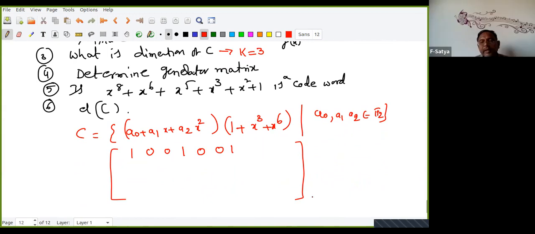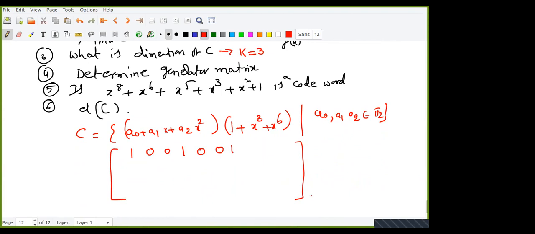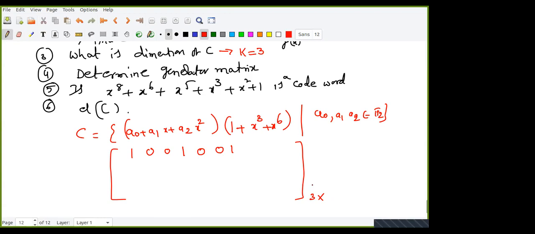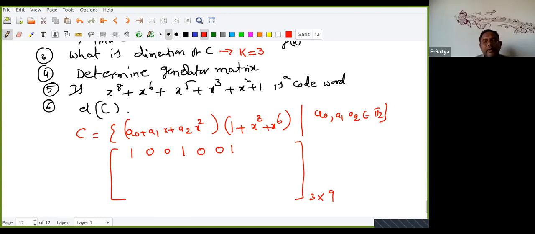Remember the size of this matrix is 3 cross 9. Sorry, it is 3 cross 9. Correct. So 9. But how many are there so far? 1, 2, 3, 4, 5, 6, 7.